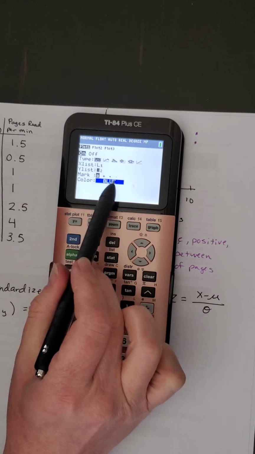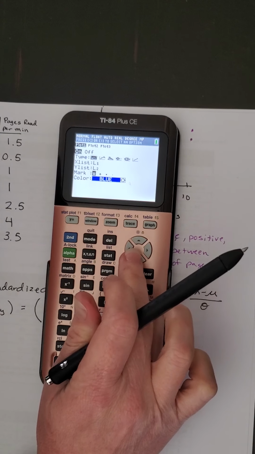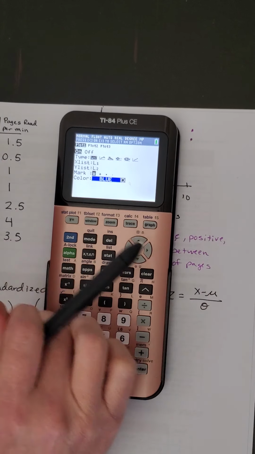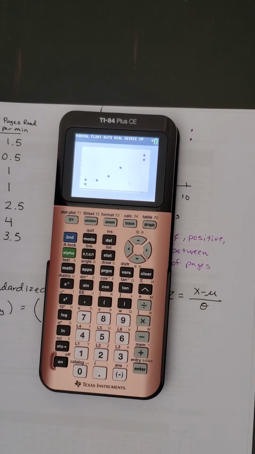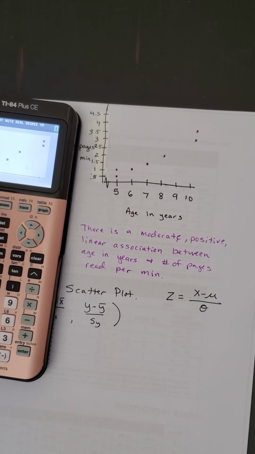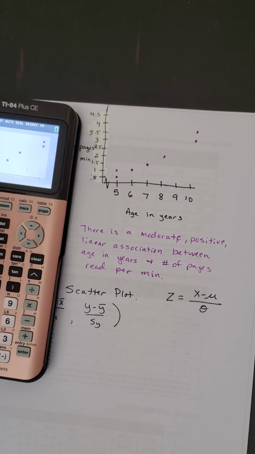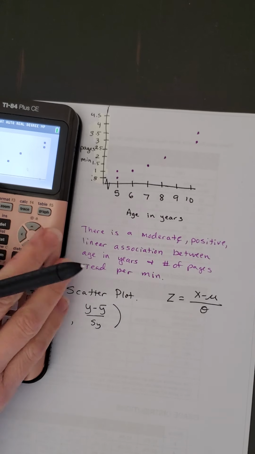You can pick what kind of mark you want. I like these little squares, but you can pick whatever mark you want. And for me, I can change my color. And then to view your plot, you hit Zoom 9. And there's our scatter plot, and it looks really similar to my scatter plot. Now, if you want to see the line of fit, there's a way to do that as well, and I'll show you that in a few minutes.